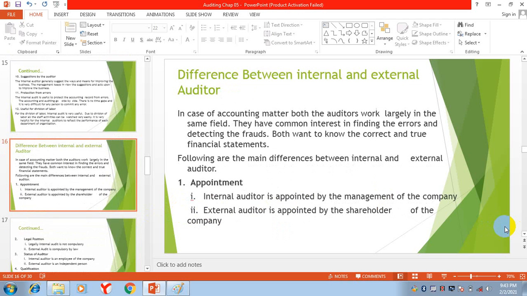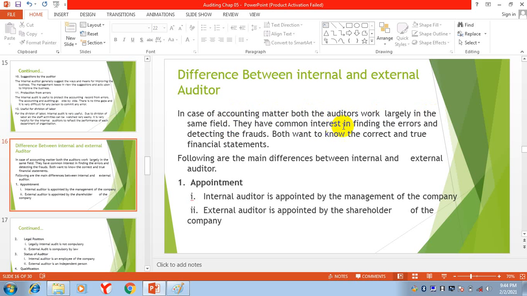So these were the advantages of internal audit and internal check. There is another topic, difference between internal and external auditor. In case of accounting matter, both the auditors, internal auditors and external auditors, work largely in the same field. It is the same thing.